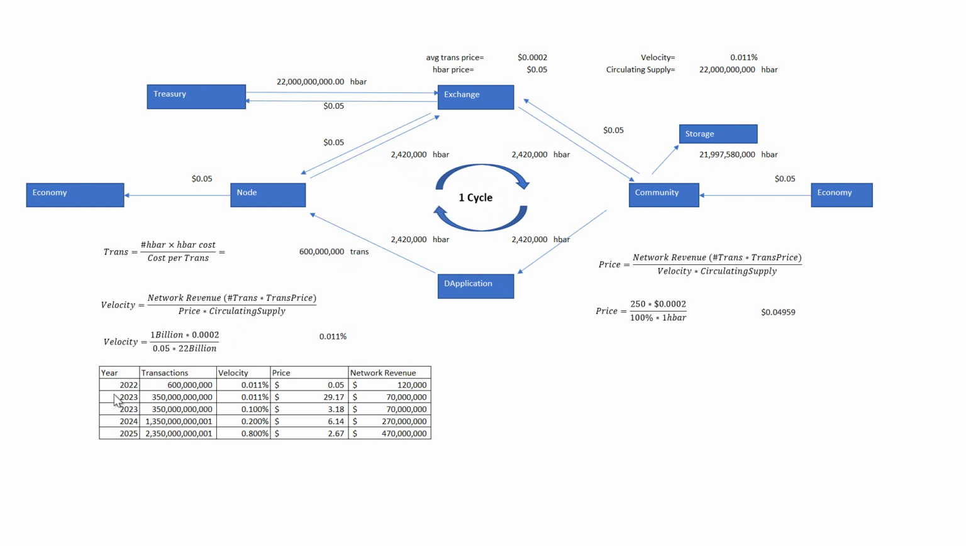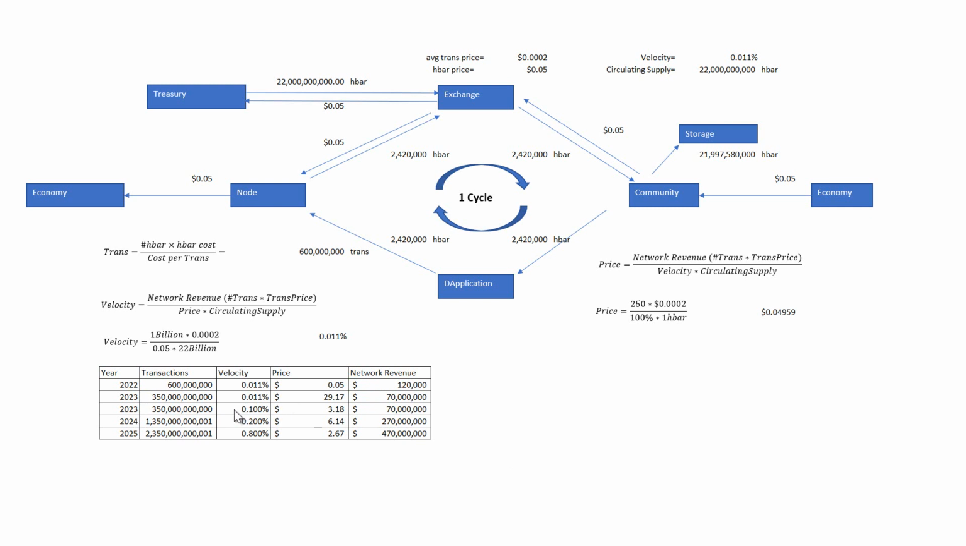Looking at this table for 2022, we're going to end with 600 million transactions. You can see that is a paltry $120,000 network revenue. In 2023, we're hoping that some meaningful transaction growth will actually start to occur. Maybe this is the Coupon Bureau or Atma.io. If the velocity were to remain this low, you could expect the hbar price would be $29. I don't expect the velocity to stay that low.